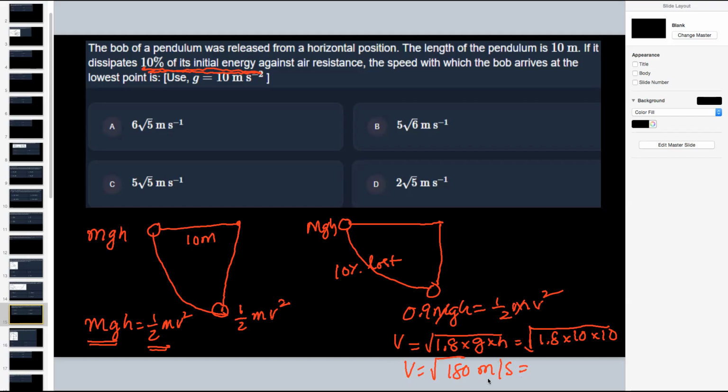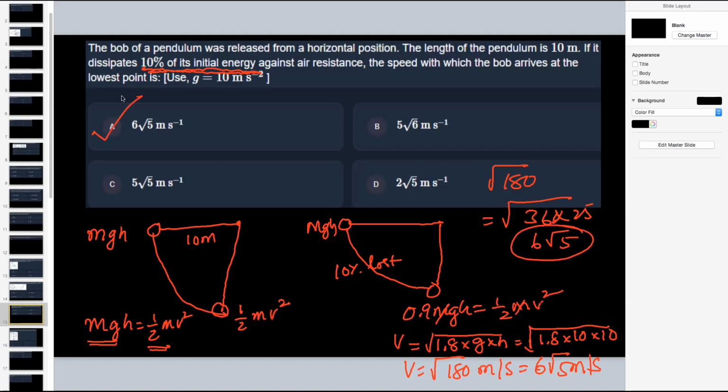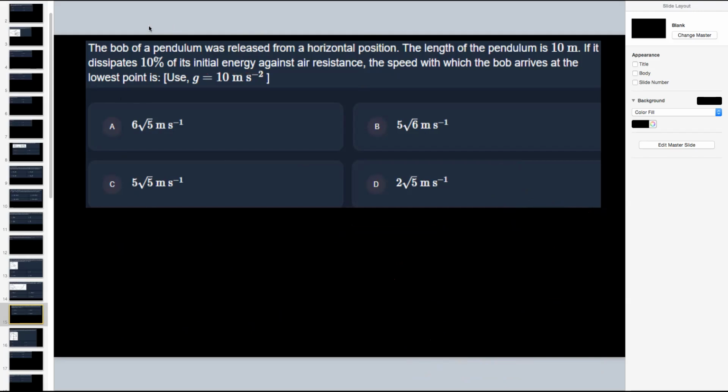This root 180 meters per second, how can we write it? Can we write it as 6 root 5? Root 180, this is root of 36 into 5, that is 6 root 5. So option A is the correct answer. This problem is related to conservation of energy. Okay, we go for the next problem.